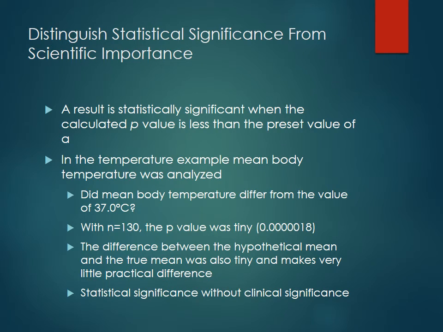So again, a result is statistically significant when the calculated p-value is less than that preset value of alpha that we're going to be setting there.